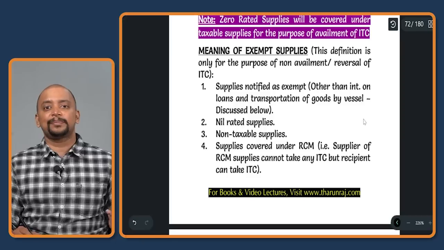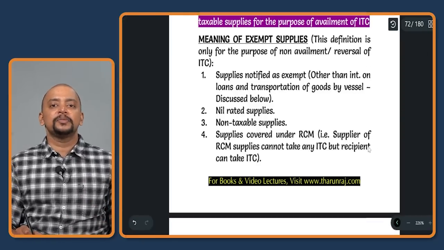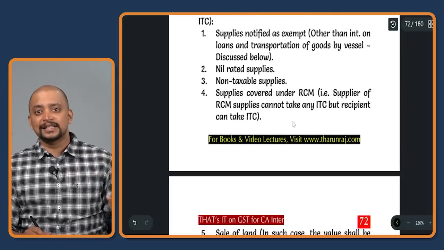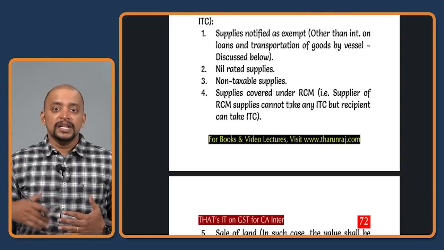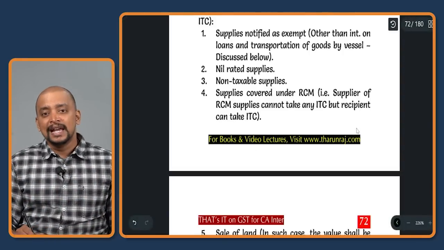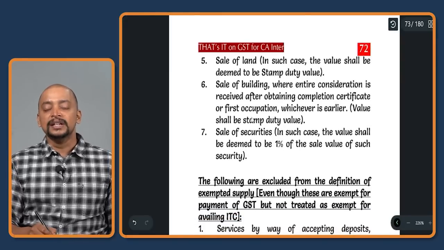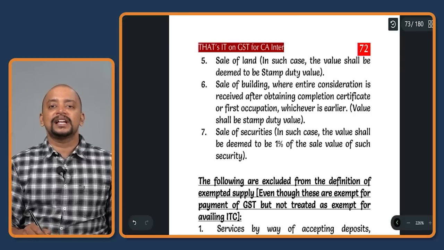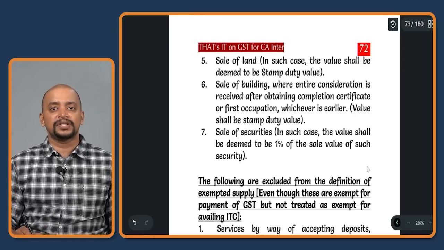Then nil rated supplies and non-taxable supplies. Non-taxable supplies are alcoholic liquor for human consumption and petroleum products. These three: notified as exempted, nil rated and non-taxable. But supplies which are covered under RCM, even though taxable in the hands of the recipient, for the supplier will be treated as exempted supply. Then sale of land, sale of building, sale of securities. These three are also treated as exempted supply. In case of land and building, we take stamp duty value. In case of securities, we take 1% of the sale value of the securities.